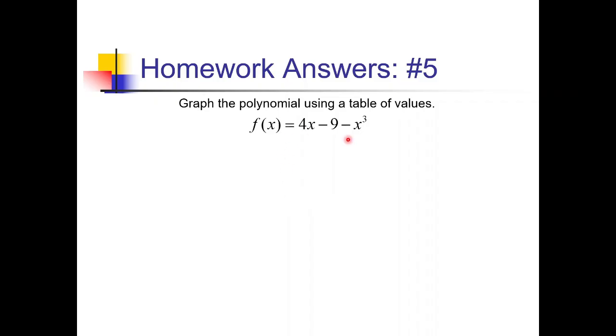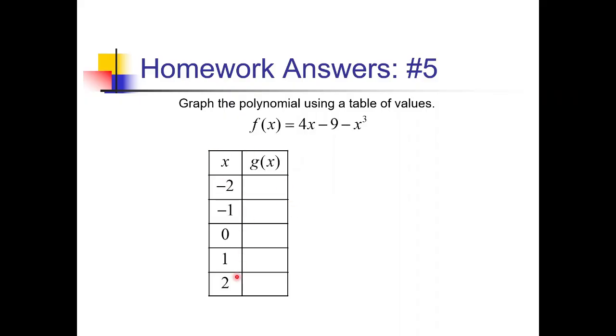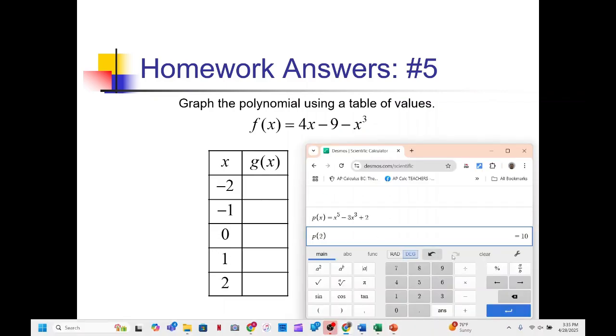Let's go ahead and graph this polynomial now using a table of values. So let me set up my table from -2 to +2 for the x values. And I'll just go to Desmos, clear some stuff out, and plug all this stuff into the f function. Just for accuracy's sake, I'll call this the f function. So we've got f of x equals 4x minus 9 minus x to the third. So let me plug some things into that.